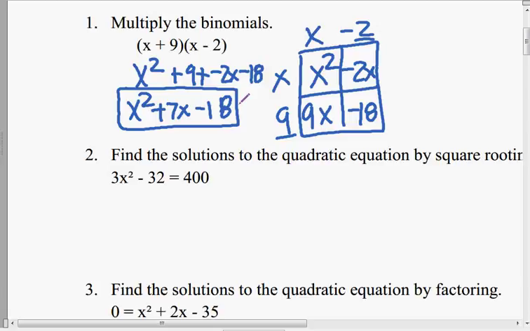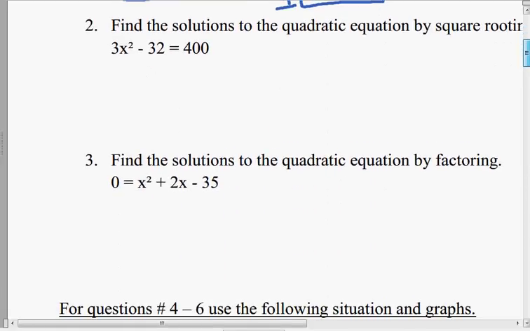Problem number 2. Take a look at that. Find the solutions to the quadratic equation by square rooting. So on this one, we have to get x by itself. We're looking for x. Okay? So just like you solve a one-step equation, two-step equations, you need to do things to get x by itself.